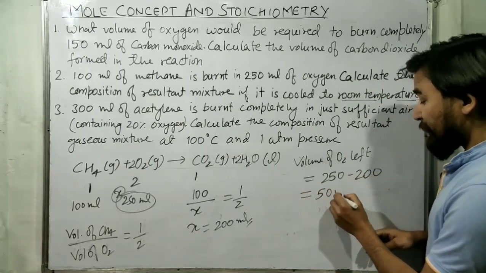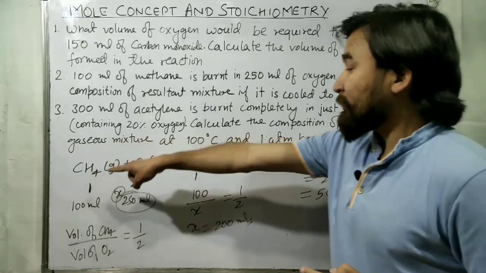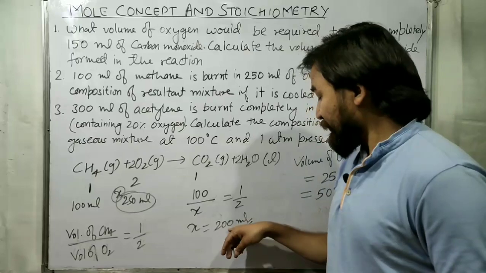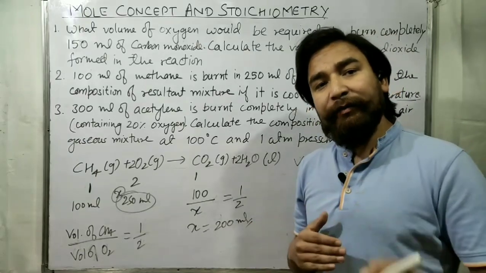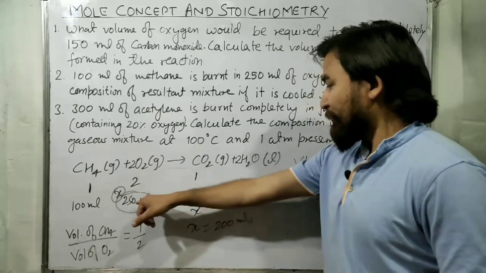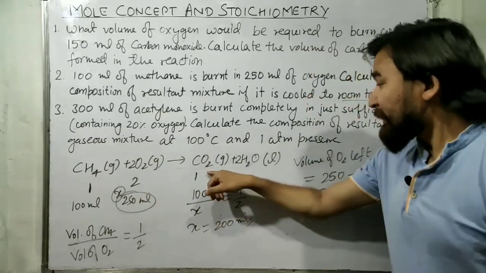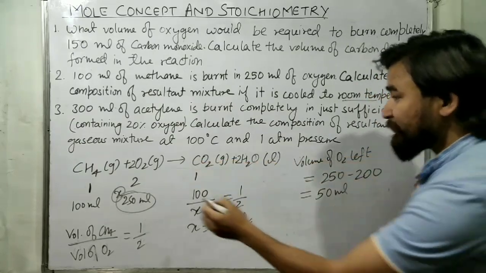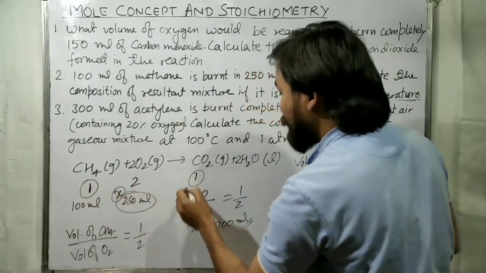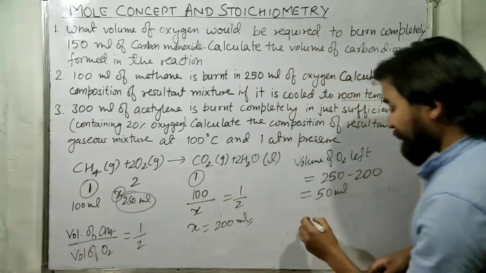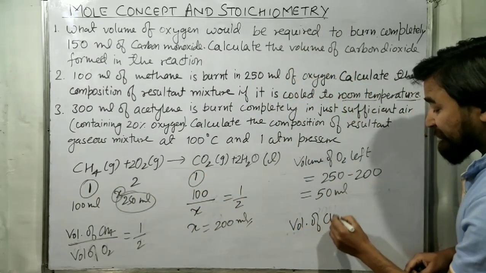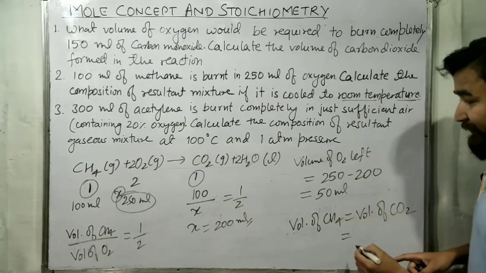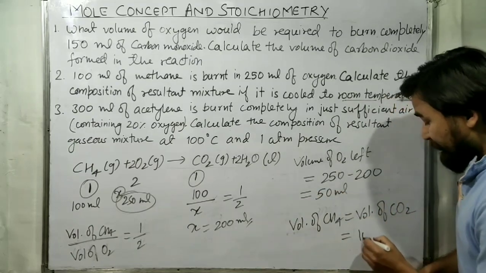So what is the volume of oxygen left? That is 50 ml. Also, when the methane reacts with oxygen, 100 ml of methane will react with 200 ml of oxygen. So 100 ml of methane will be exhausted. Now 50 ml of oxygen will be left, and carbon dioxide is formed. So how much carbon dioxide is formed? Let's see. You can see from here the ratio of methane to carbon dioxide is 1:1. It means the volume of CH4 is equal to the volume of CO2, and that is equal to 100 ml.